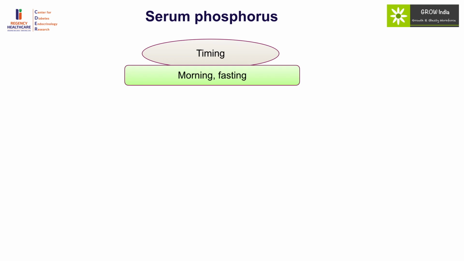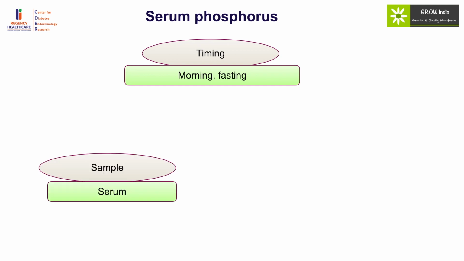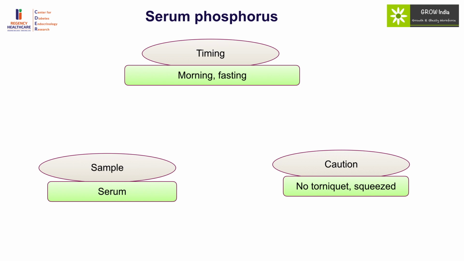Serum phosphorus should again be done in the morning in a fasting state because phosphorus levels are affected by carbohydrate intake. It is a serum sample and we should be cautious that there should be no use of a tourniquet or squeezed sample because that can falsely elevate the level of phosphorus. One needs to be very cautious in using age specific levels because phosphorus levels are higher in younger individuals.